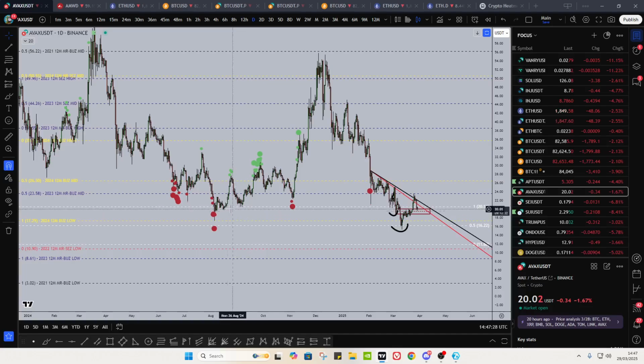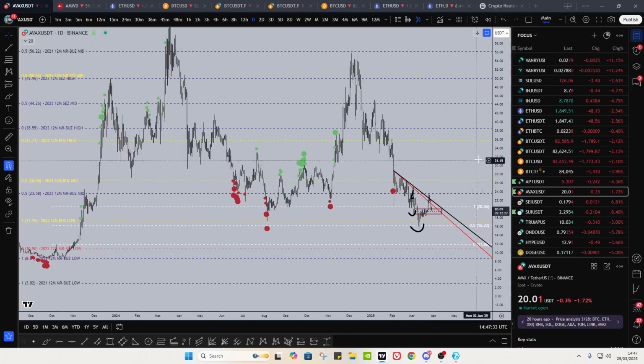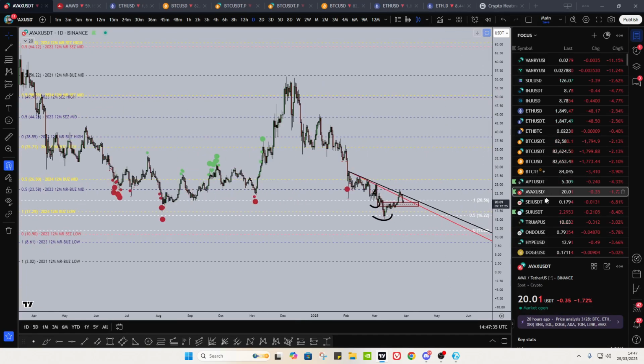Again, you can look in a historical context as well. You can see that's a very key level. So we just need a reclaim of 2056, and we're good to go back higher. But that is AVAX. Very, very clean. Very, very nice.